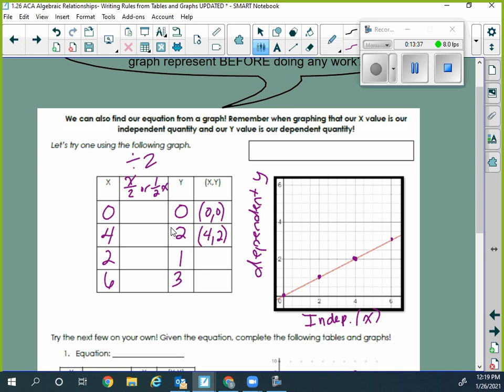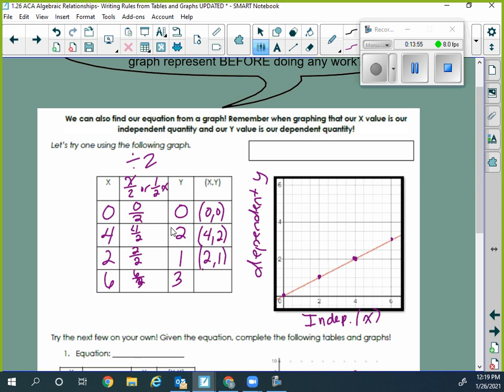So then just double check it and make sure that it's true. 0 divided by 2 is 0. 4 divided by 2 is 2. 2 divided by 2 is 1. 6 divided by 2 is 3. Okay, and it was true.